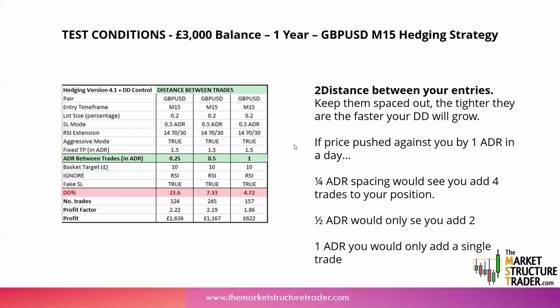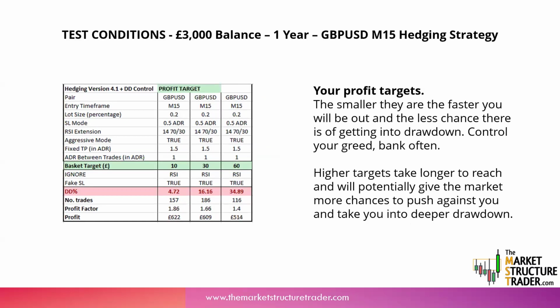So if price pushed against you by 1 ADR in a day, quarter of an ADR spacing would see you add 4 trades to your position. Half an ADR would see you add 2 trades to your position. 1 ADR would only see you add a single trade to your position. Remember, the market moves in ADR. It will quite often push a certain amount of ADR in one direction and then push back the other way. So by spacing out further, we're going to get into less positions as the market squeezes against us, if it does. You saw on the EA there, a lot of the time it just goes and hits TP anyway, but the ones that don't, we need to make sure that we're not getting in too close together. So that will affect your drawdown as well.